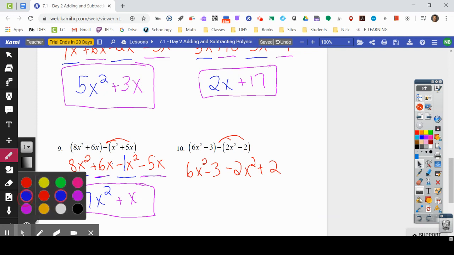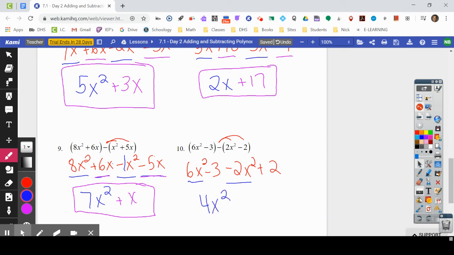Now I'm ready to combine some like terms. You have 6x squared minus 2x squared. Well, 6 minus 2 gives me 4x squared. And we have a minus 3 plus 2. Well, a negative 3 plus 2 is going to be negative 1, or a minus 1. So our final solution is 4x squared minus 1. Great job.